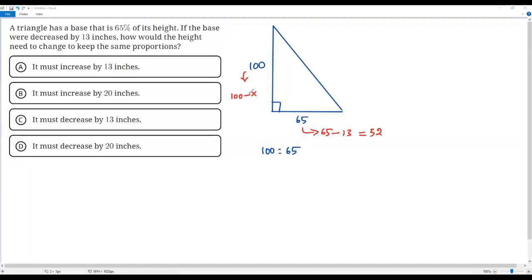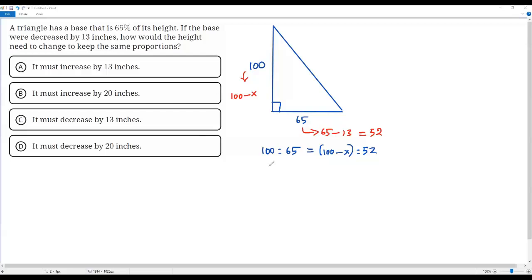After these changes, whatever ratio we have in the original quantities, the changed quantities must also be in the same ratio, because the question says how would the height need to change to keep the same proportion. Same proportion means the ratio between the original quantities, 100 to 65, and the ratio between the changed quantities, 100 minus x to 52, must be the same. So let me equate this ratio to the ratio of the changed quantities, that is 100 minus x to 52.